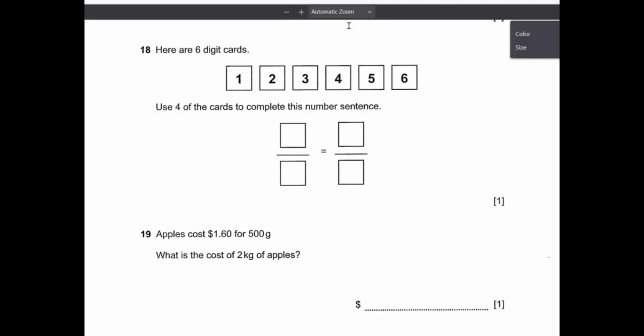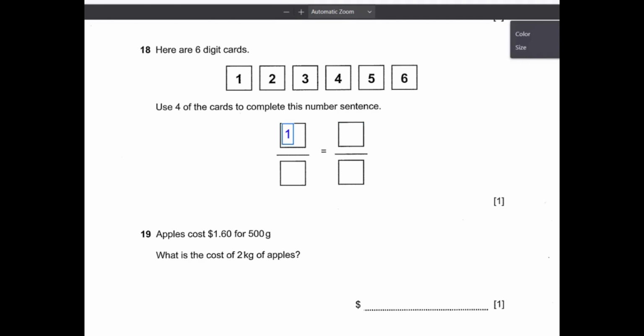Okay, so this is paper 2, 2015, October. Question number 18. We have here 6-digit cards, like 1, 2, 3, 4, 5, 6. They say use 4 of the cards to complete this number sentence. So we have more than one option.